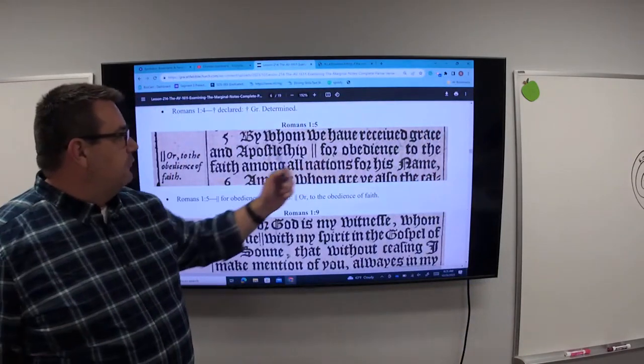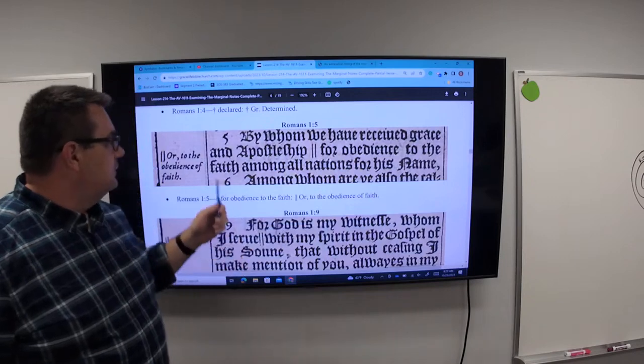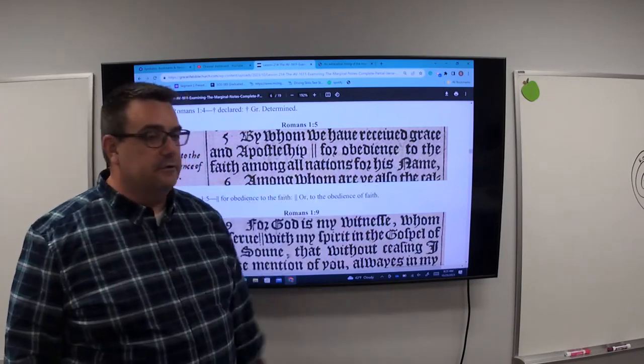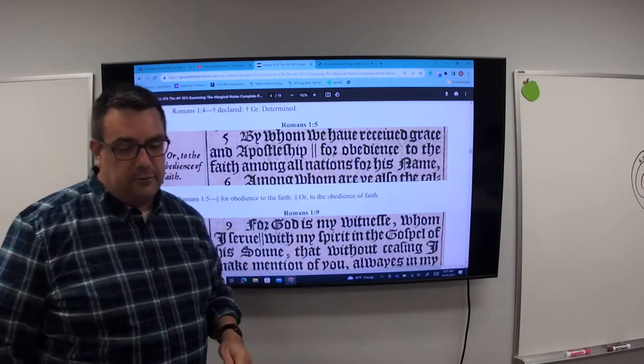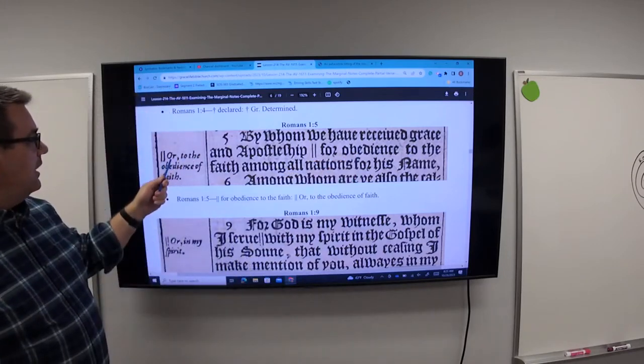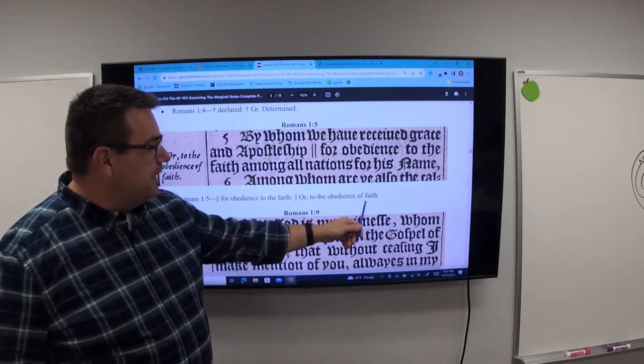Verse 5. By whom we have received grace and apostleship, double vertical lines, for obedience to the faith among all nations for his name. So the double vertical lines here is at for obedience to the faith. You come over here and notice it says or what? Or to the obedience of faith.